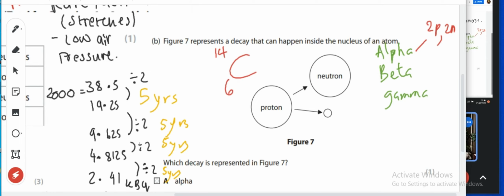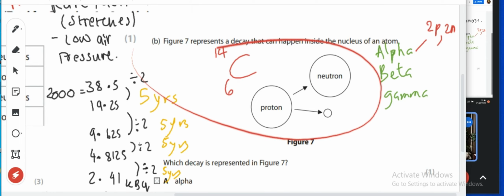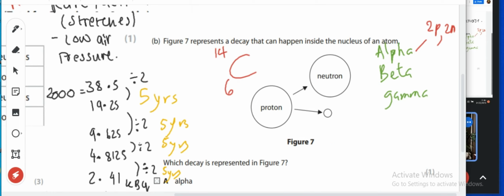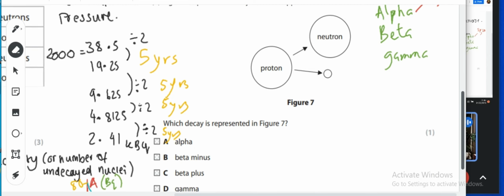That is B. Yes, it's Figure 7. This represents a decay that can happen inside the nucleus. Remember, this is a proton that changes to a neutron, and this gamma, this beta. This is actually a beta.